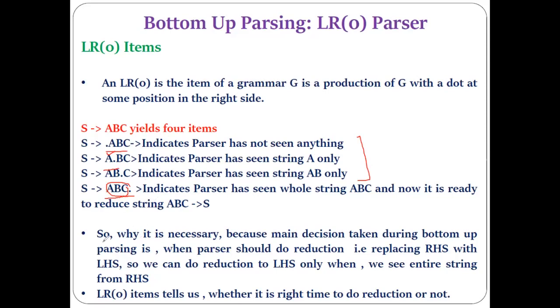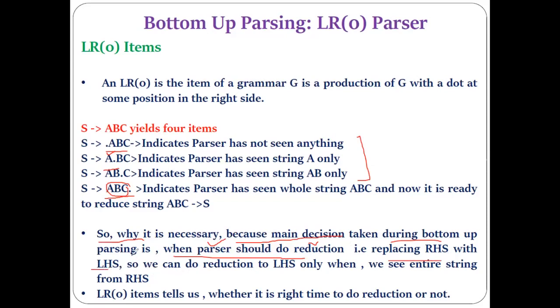Why it is necessary, I have mentioned: the main decision being taken during bottom up parsing is when the parser should do the reduction. During top down parsing, we have seen the main decision that has to be taken is when the derivation should be done. But in bottom up parsing, the main decision is when the parser should do the reduction, that is, replacing the right hand side of the grammar with the left hand side.